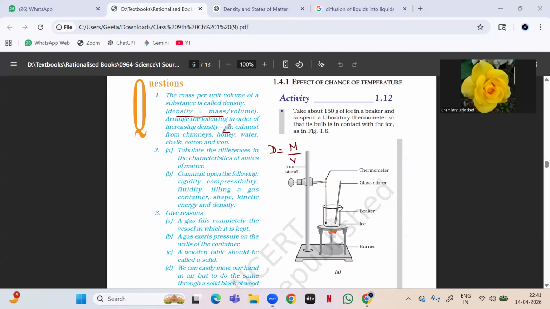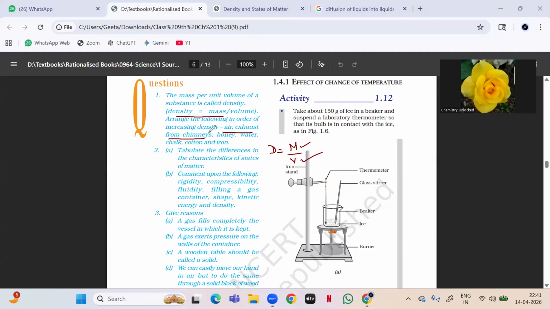Air and the exhaust from chimneys are gases. Now why do gases have minimum density? Because the volume of the gases is too high and the mass of the gas particles is very low. If the denominator is more and the numerator is less, obviously the density will be low. Now we have to compare air with the exhaust from chimneys.